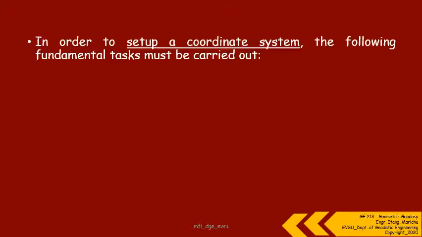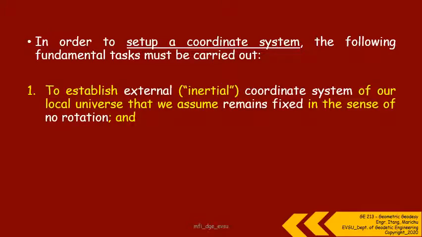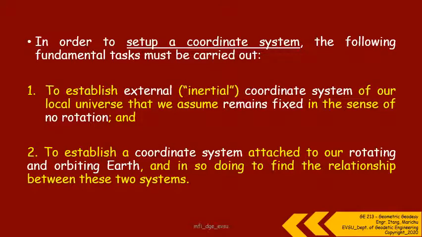Okay, question. How do we establish a coordinate system? In order to set up a coordinate system, the following fundamentals must be taken care of. Number one, we need to establish an external or inertial coordinate system of our local universe that we assume remains fixed in the sense of no rotation. It is like x and y coordinates that are fixed, and even if the Earth rotates, it is not affected. Number two, we need to establish a coordinate system attached to our rotating and orbiting Earth, and in so doing find the relationship between these two systems.